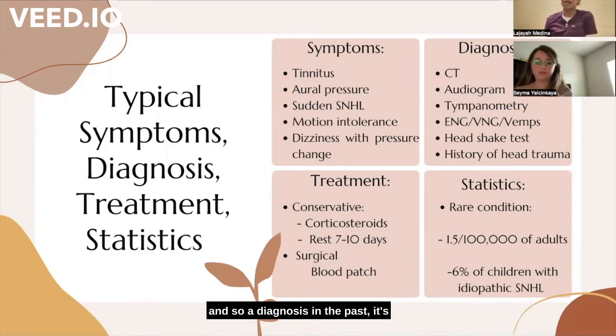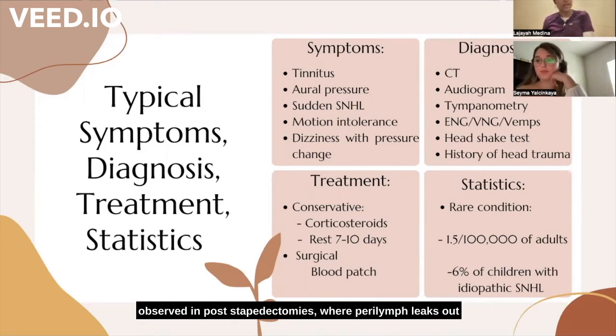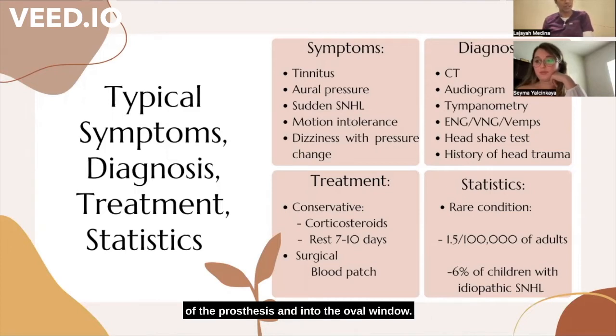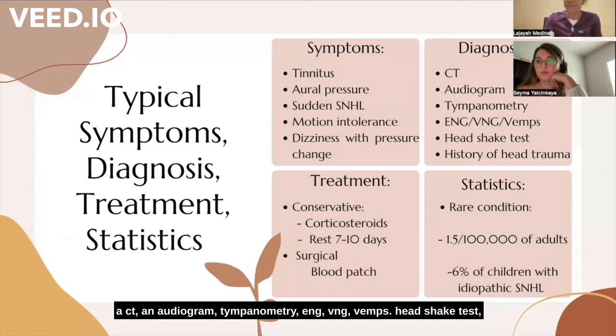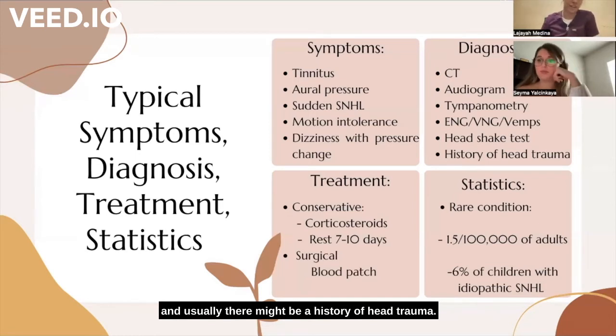And so in the past, it's important to know that perilymphatic fistulas were observed in post-stapedectomies, where perilymph leaks out of the prosthesis and into the oval window. But we also know now that it can be induced by trauma or it can be idiopathic. And so now we know that we can diagnose it with a CT, an audiogram, tympanometry, ENG, VNG, VEMP, head shake test, and usually there might be a history of head trauma.